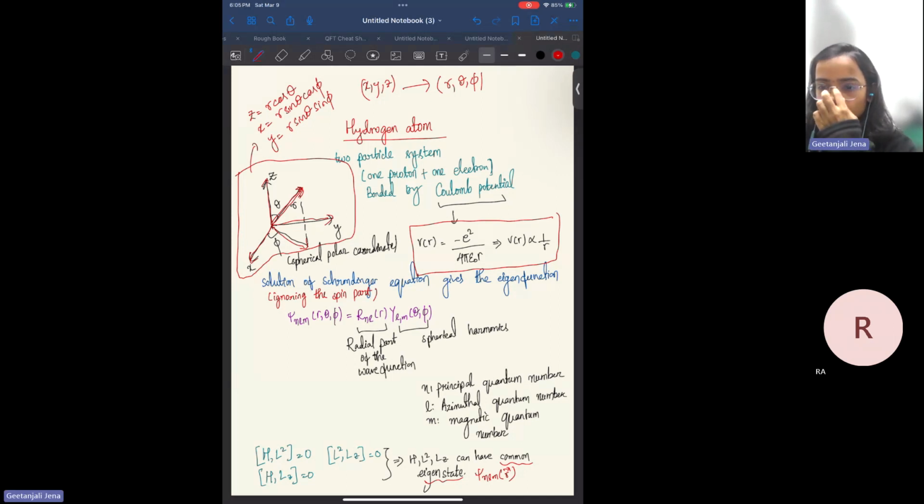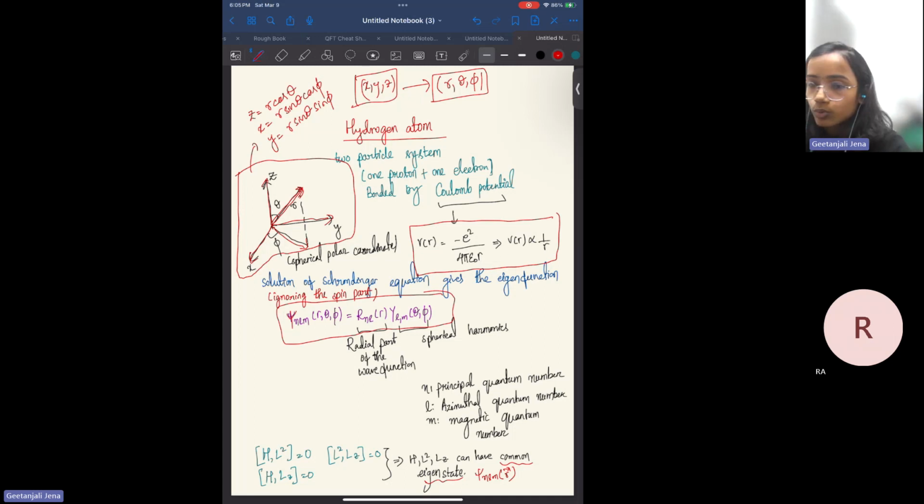For this kind of Coulomb potential, you solve the problem using the spherical coordinate system. You know that in Cartesian you use x, y, z, but in polar coordinates you use r, theta, and phi. Now if you solve this hydrogen problem in the spherical coordinate system, what you get is this kind of eigenfunction.